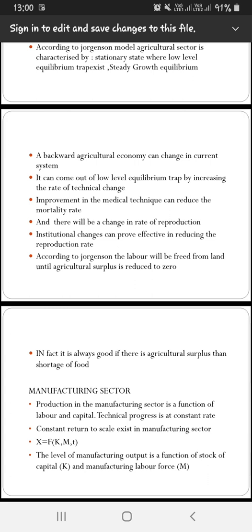However, according to Jorgenson, even a low-level equilibrium trap corresponds to the existence of an initial level of agriculture output. That means the industrial output and stock of capital will be stable. If the rate of growth of the agricultural labor force is more rapid than the rate of growth of population, there will be a decline in agriculture surplus and a consequent decline in manufacturing activity. It declines absolutely, so that eventually it becomes zero at a point in time. And this is known as Jorgenson's model. Thank you.